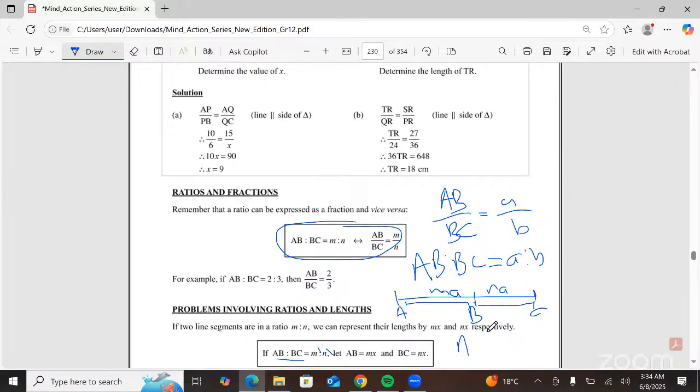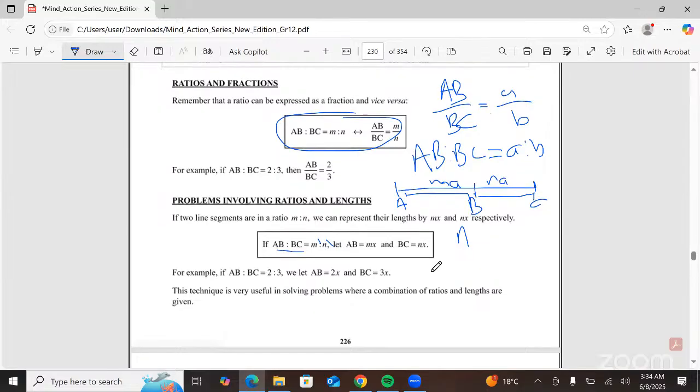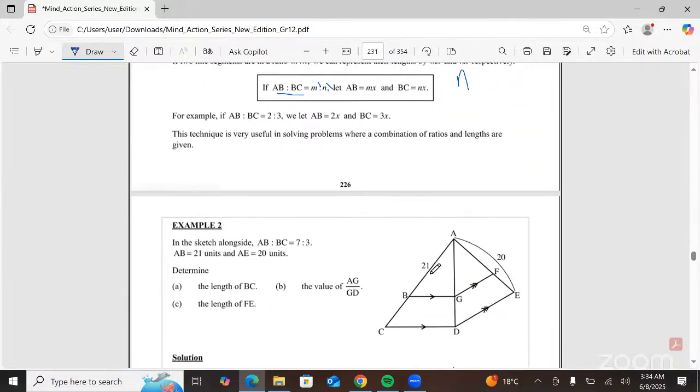So now we'll see how to apply this on a problem. Now let's continue to the next part. Okay, we have this part here. In the sketch alongside, AB is to BC is given as 7 is to 3. This is the ratio. For AB it's only the ratio, it's not the length. So AB is 7, give it the variable 7A. BC is 3, give it the variable 3A. Okay, now you are cool with this.